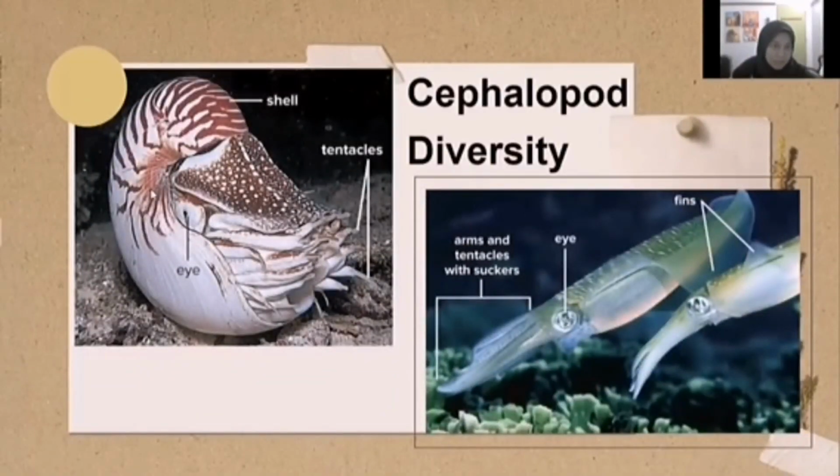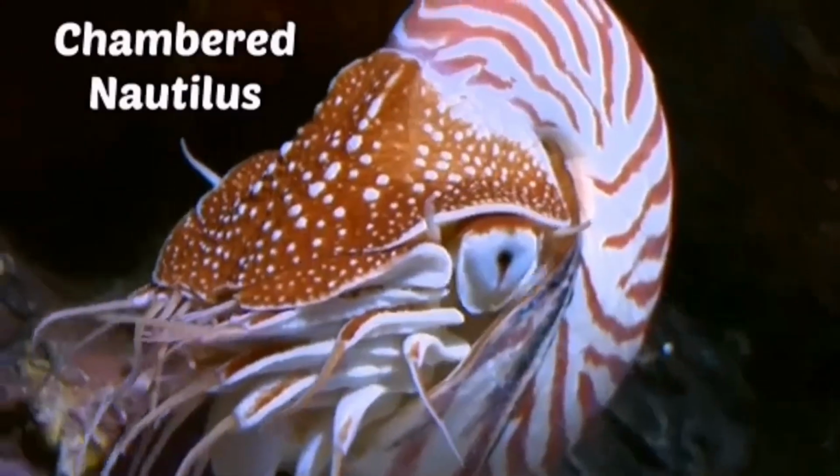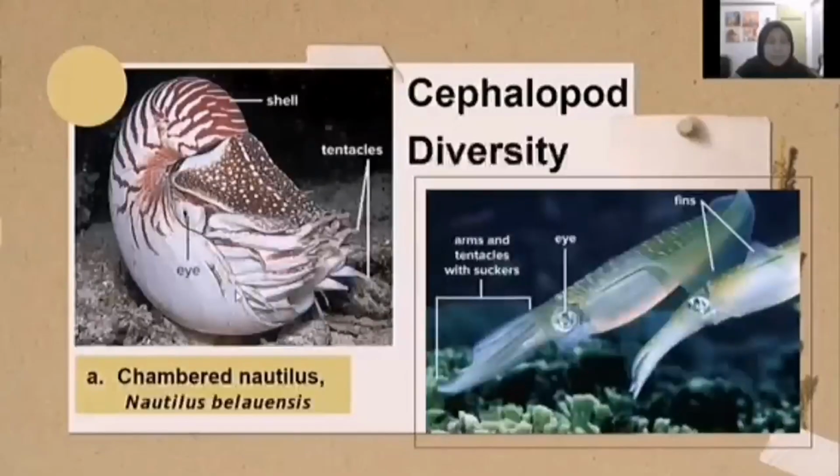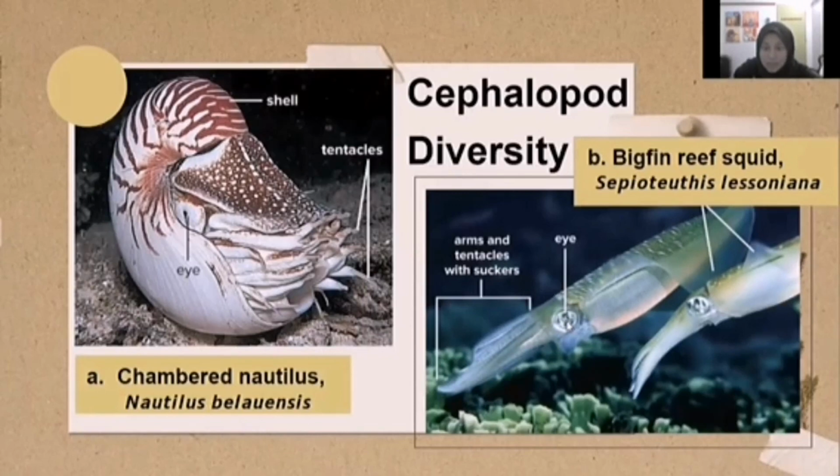Cephalopod diversity. This picture shows the chambered nautilus, Nautilus belauensis species. This outer part is the shell, and these are the tentacles. This is the bigfin reef squid, Sepioteuthis lessoniana species. This is the eye, and these are its arms and tentacles, which have suckers.